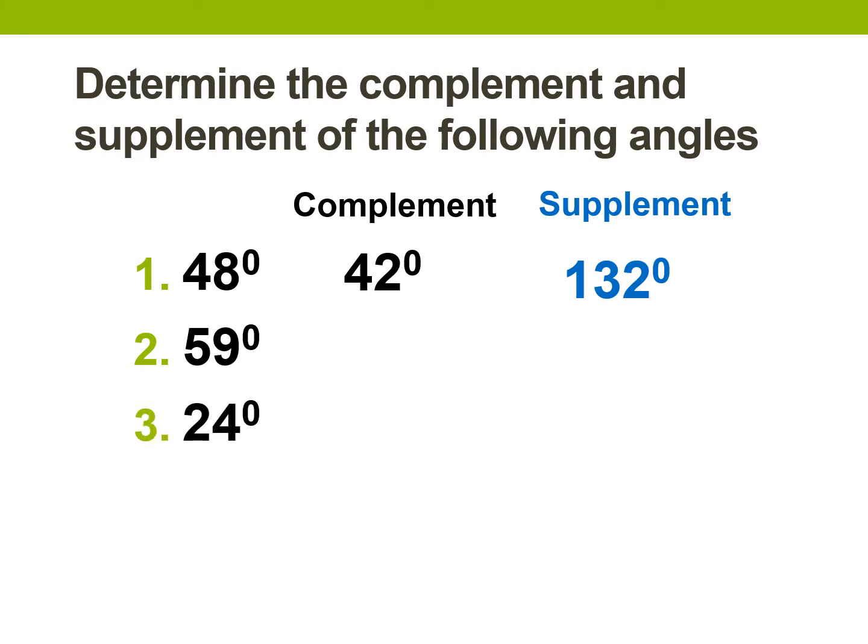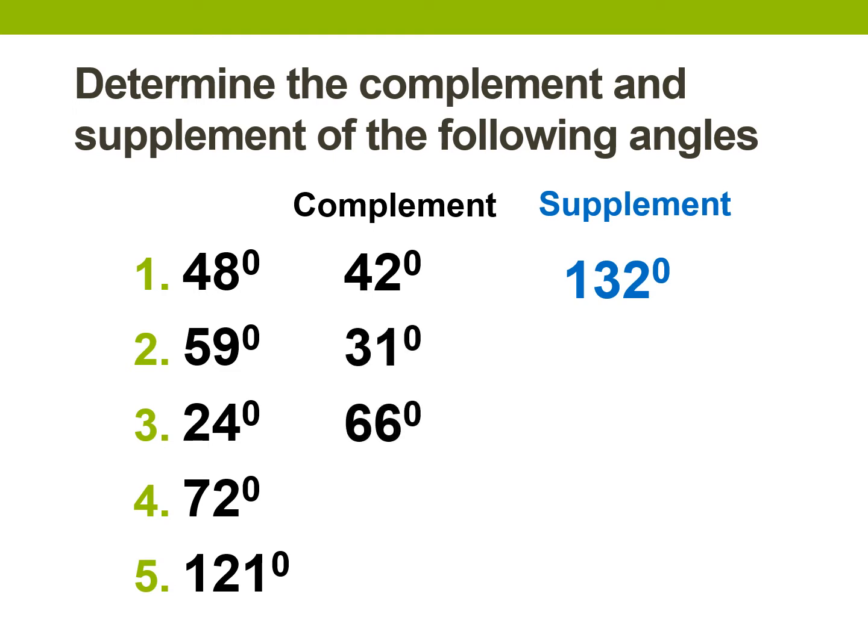Next, we have 59 degrees, 24 degrees, 72 degrees, and 121 degrees. The complement of 59 degrees is 31 degrees, for 24 degrees we have 66 degrees, and for 72 degrees we have 18 degrees. For 121 degrees, there is no complement, because the measure of the angle is already greater than 90 degrees. So the possibility there is the supplement angle.